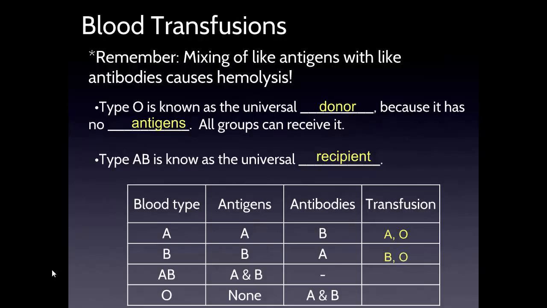A person with type AB blood has A and B antigens, but in their plasma, no antibodies. So they can receive from anybody: A, B, AB, or O. And finally, a person with type O blood has no antigens, but they have both types of antibodies. Therefore, they can only receive from one type. Type O. I said it right. Correct.